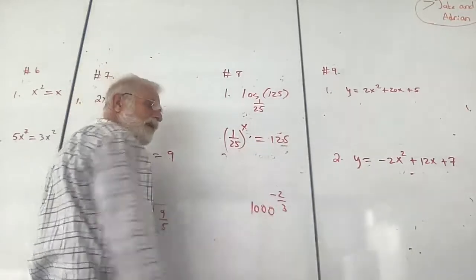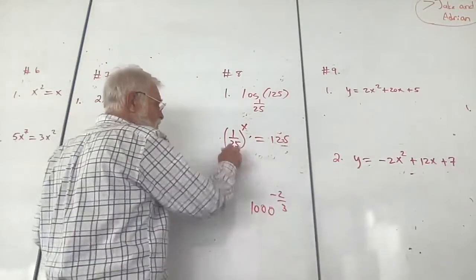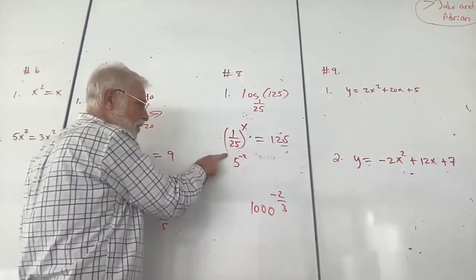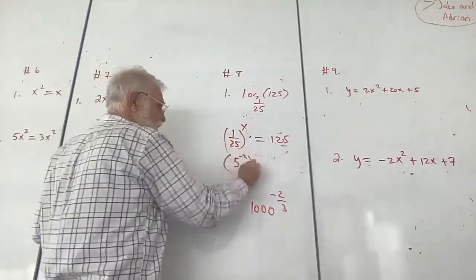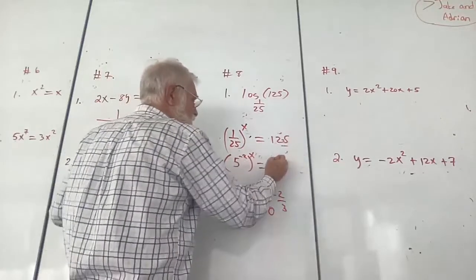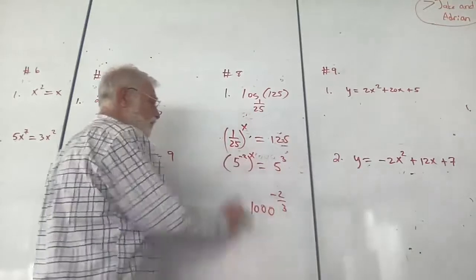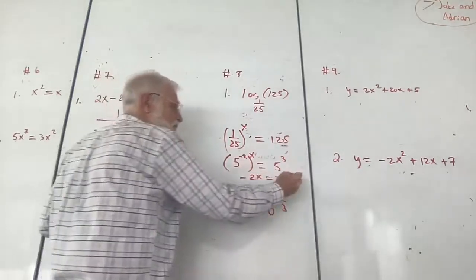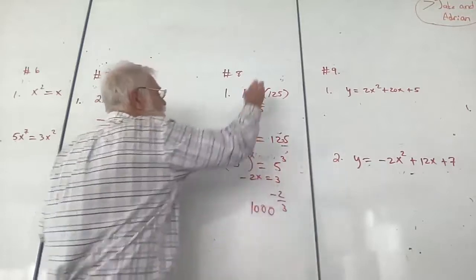Well, they're both base 5. So 1/25 is 5 to the -2. That's another way of writing 1/25. I'm going to raise that to the x power. 125 is 5 to the 3. Well, if the bases are equal, then -2x equals 3. And I hope you can see how we got the original question.